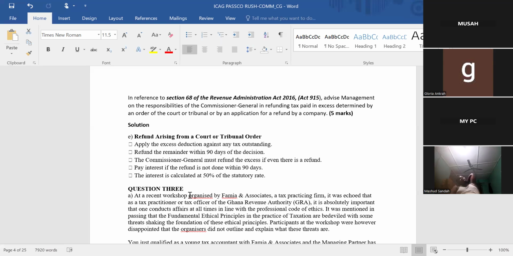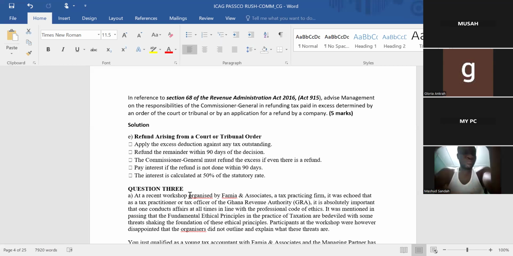When you look at Section 68, which talks about the refund, most of the time you probably use it to offset other tax liabilities. I don't think the Commissioner General will give you a check for that, but I'm not saying it's not possible. That's what the law says.